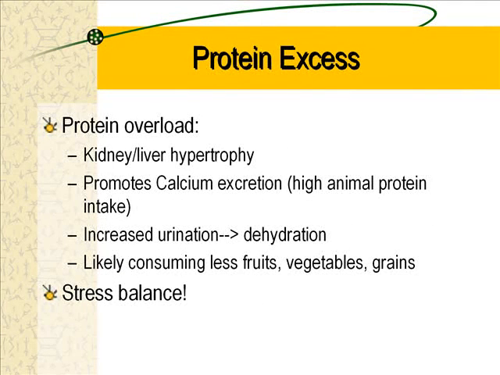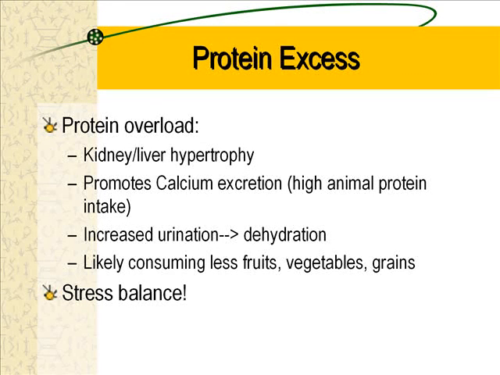What about protein excess? We can get too much protein, and this is more of what we might face in our culture in America. Most Americans get more than 2 times what they need to be taking in. We might experience kidney or liver hypertrophy, which means enlargement. It also promotes calcium excretion, so someone might be suffering from more of a deficiency in calcium because of the fact that they're taking in too much animal protein.